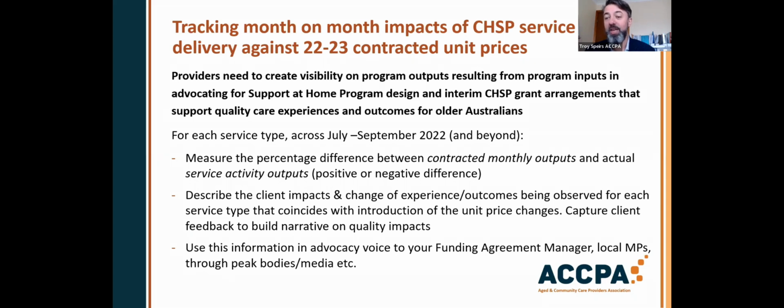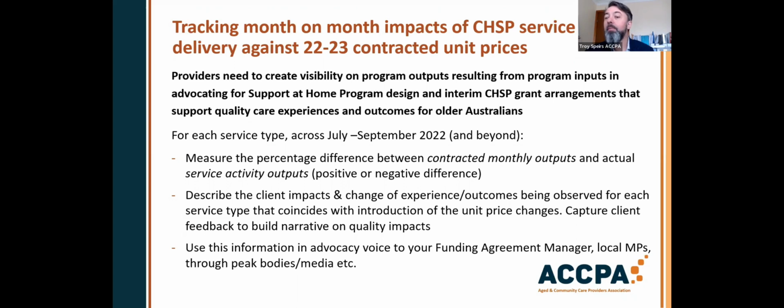So we have a position now where we need to make sure that move by the government isn't at the expense of current care recipients. And that's the visibility point that I'm talking to: quality care, experience and outcomes as a result of changes and reform. So this is what I'd be suggesting. We'd be asking CHSP providers to be thinking strategically in their advocacy approach. For each service type they deliver across the July to September period initially, measure the percentage difference between what they were informed as their contract number of outputs and their actual activity outputs.